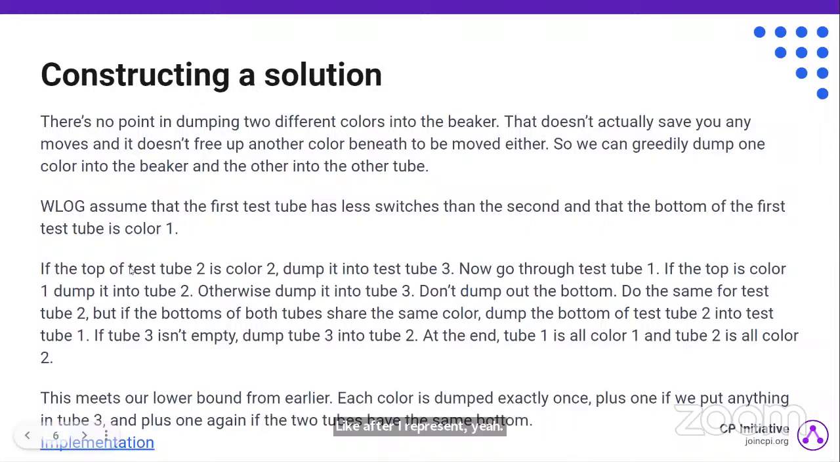As I was saying, it doesn't actually save you any moves to dump 2 colors into the beaker. So no matter what, the beaker's only ever going to have 1 color at one time. So when we're sorting through the test tubes, we can greedily dump 1 color into the beaker and dump the other into the other test tube. Does that make sense?